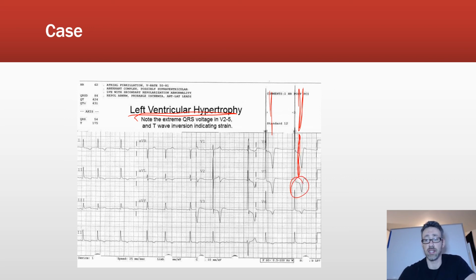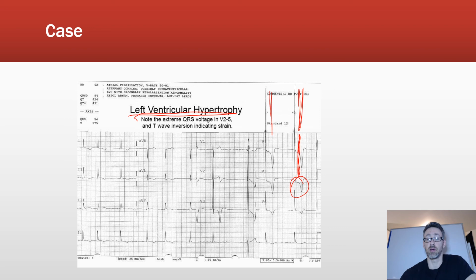You'll also notice that it has an inverted T wave, which is common, or not, I shouldn't say common, but that can be found with left ventricular hypertrophy with strain, because this usually is clinically indicative of a heart that is enlarged enough to cause these repolarization abnormalities, which may be a poorer prognosis overall.